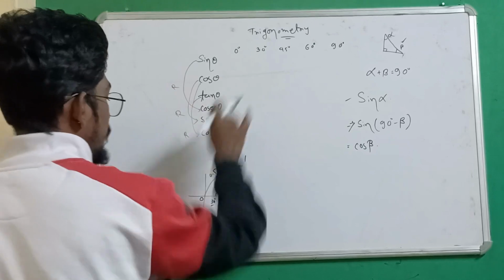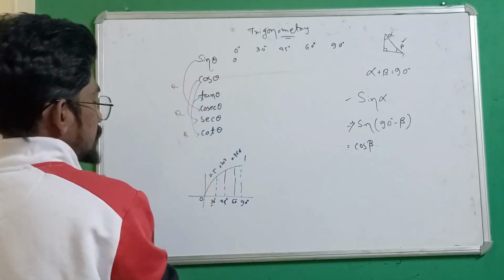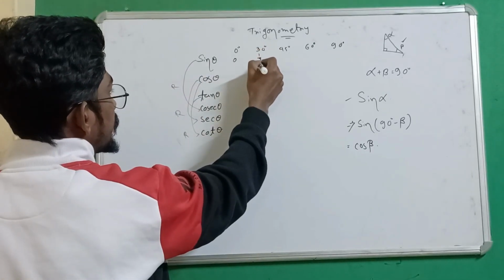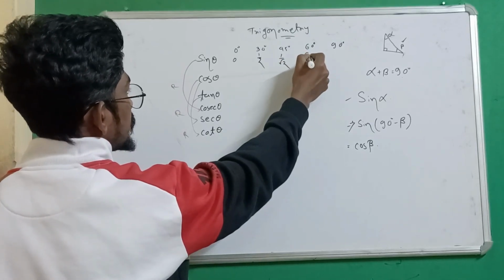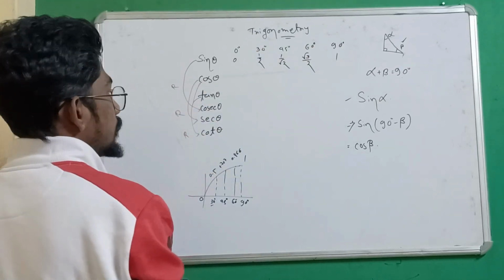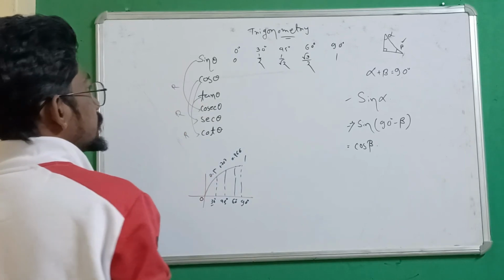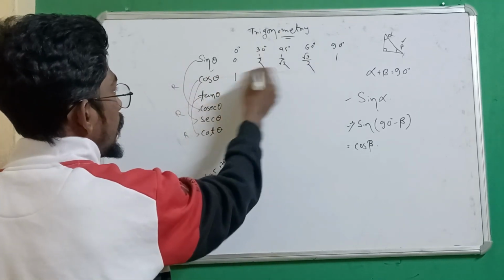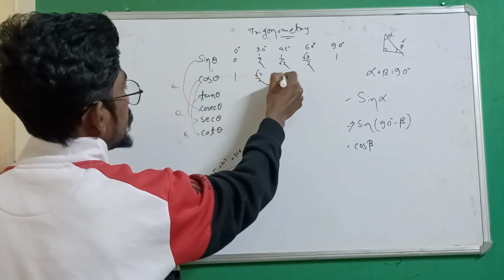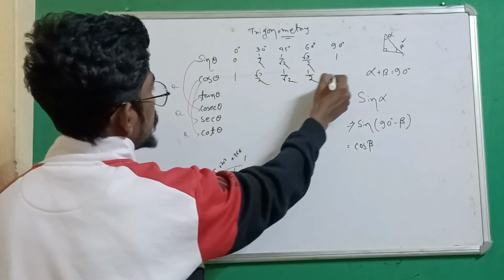So that means sine 0 is 0, sine 30 is half or 0.5, sine 45 is 1 by root 2, 0.707, sine 60 is root 3 by 2, and sine 90 is 1. Complementary function means it will be reverse. The value of cos will be reversed. That means 1, root 3 by 2, 1 by root 2, 1 by 2, 0.